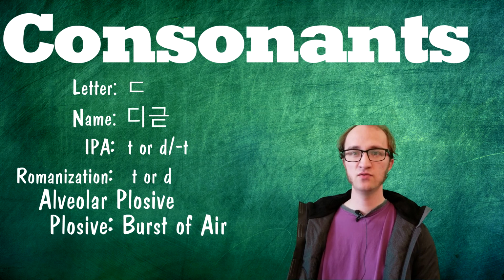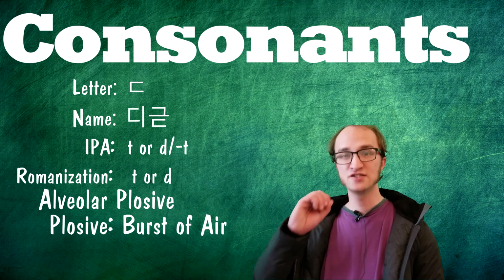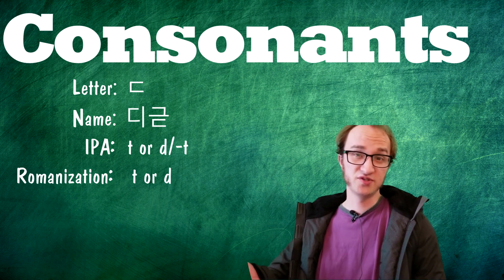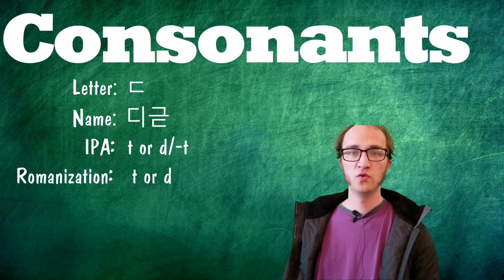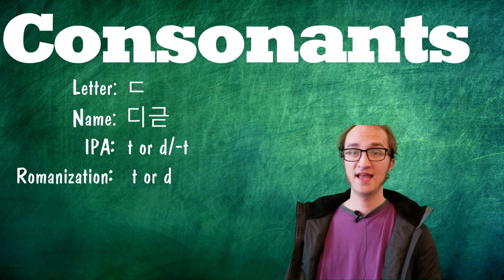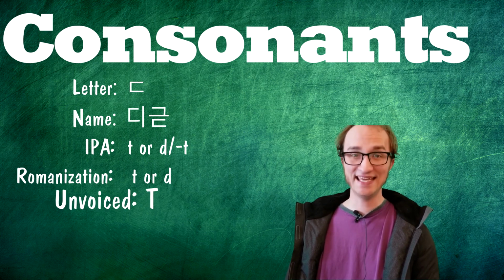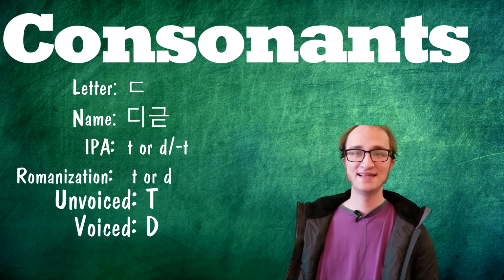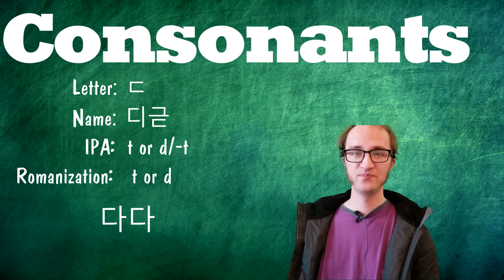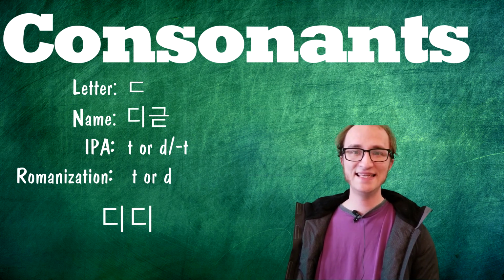And once again, plosive just means explosive. Most Korean consonants are plosive. So like we said, you use the tip of your tongue against this alveolar ridge to form this plosive. When unvoiced, it is romanized and pronounced as a T. When it is voiced, it becomes a D. So this is Tata, Tata, Tata, and this is TD, TD, TD.